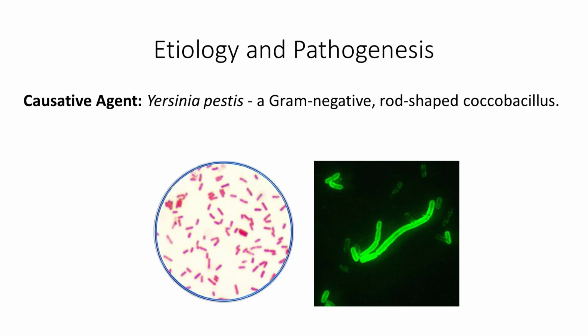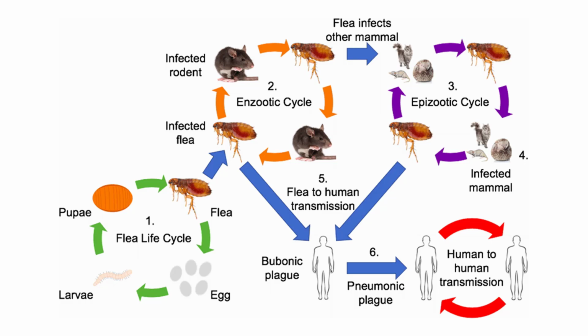The causative agent of plague is Yersinia pestis, a gram-negative, rod-shaped coccobacillus. Transmission of plague. Plague is a zoonotic disease. It is seen in restricted geographical regions. Over 200 species of animals are definitive hosts of plague that mainly include rodents.